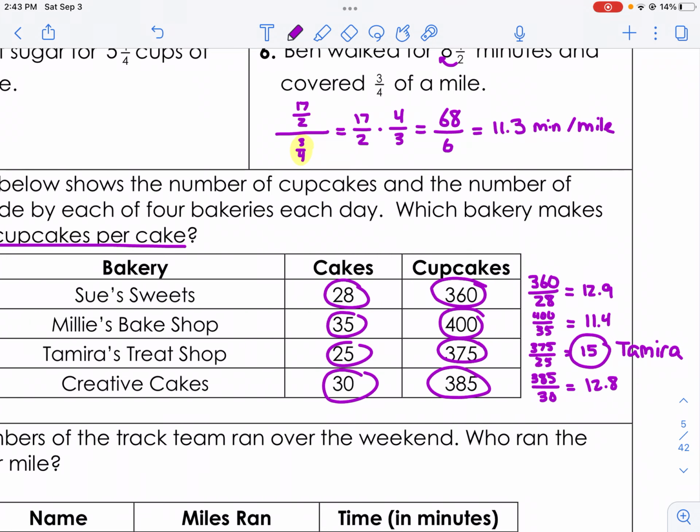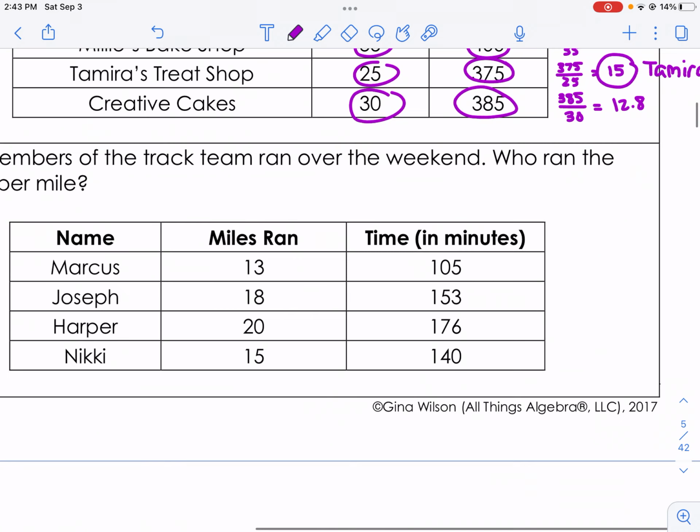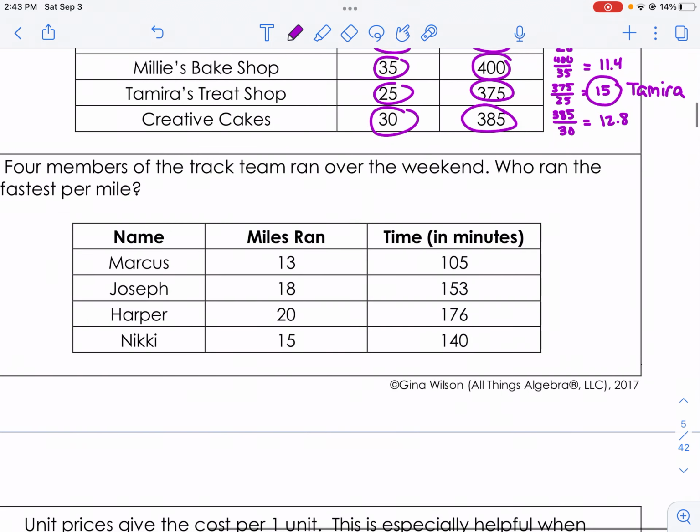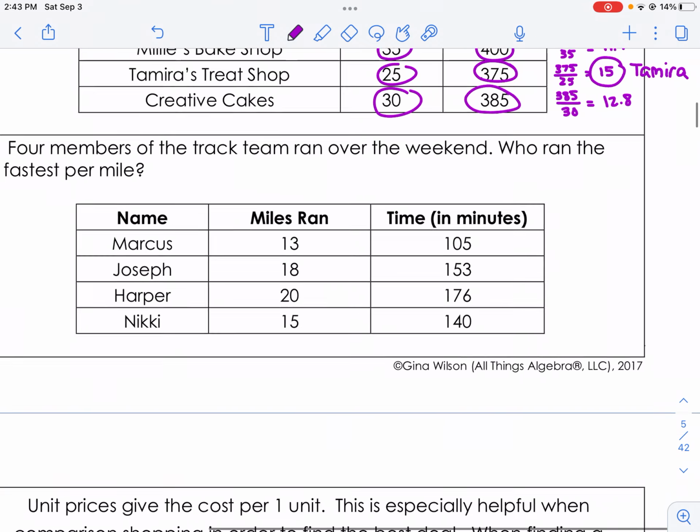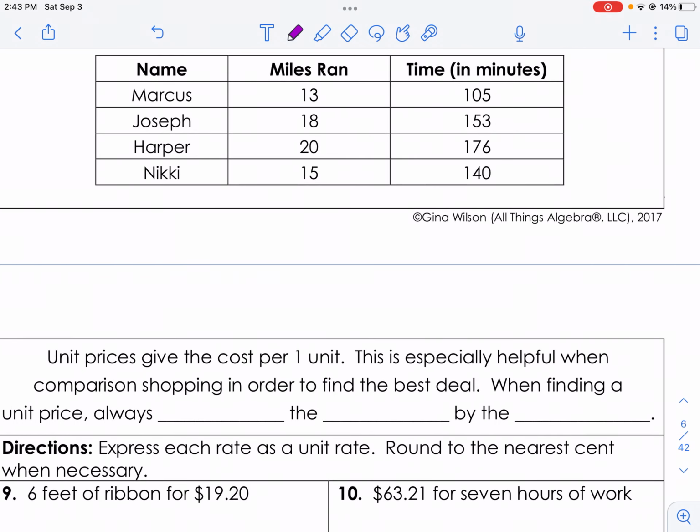You can do the same thing for number 8, where this makes more sense. You're looking at these 4 athletes on the track team and dividing time divided by miles. And then you're trying to see who's fastest. Let's do just a couple more problems on the next page.